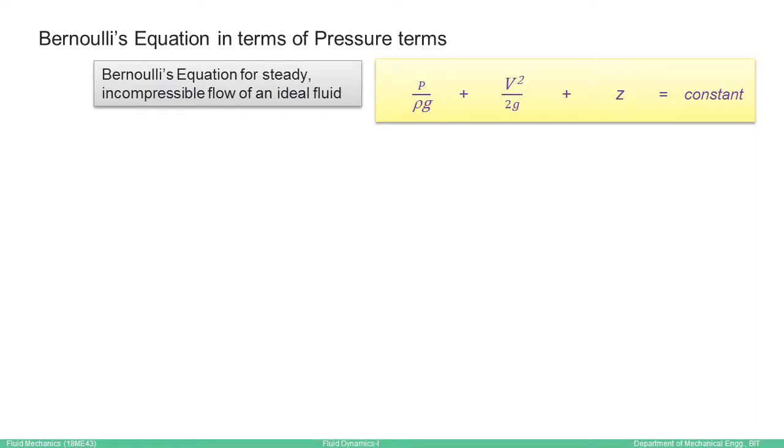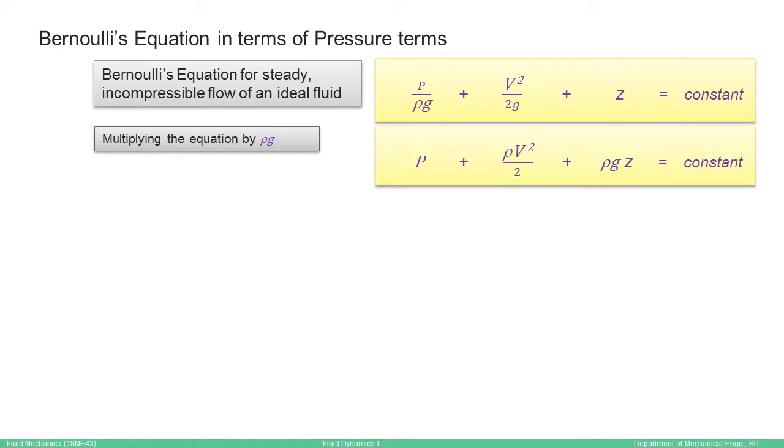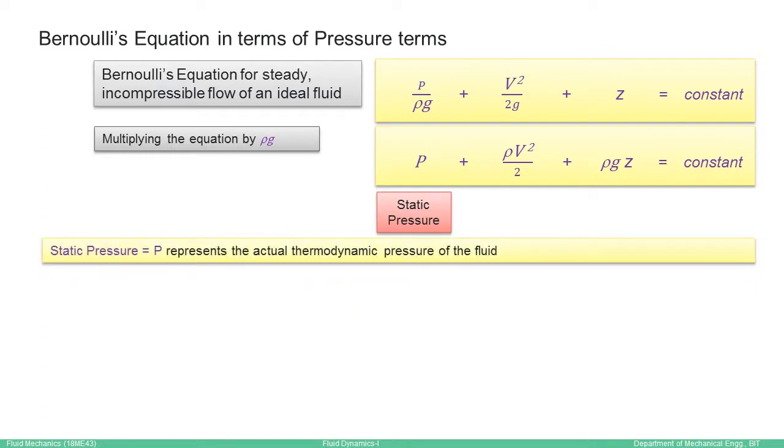There is another important way we can express this Bernoulli's equation. So multiplying this equation by rho into g, that is specific weight, we get P plus rho v square by 2 plus rho g into z is equal to constant. Now the first term, that is P, is what you see used in your thermodynamics. So it is the actual thermodynamic pressure, which is termed as static pressure.